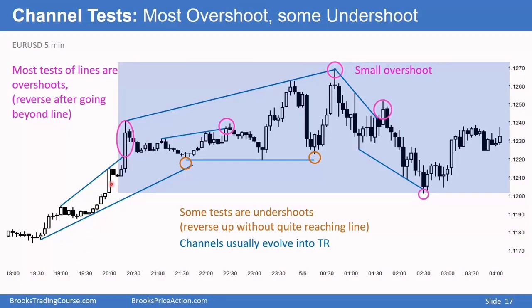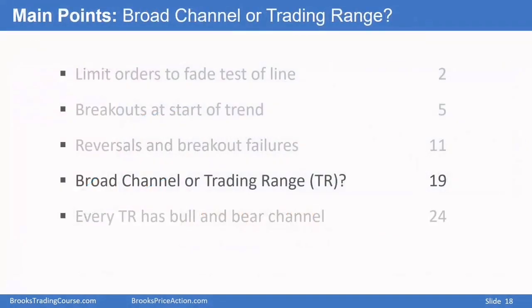Market cycle. You get a strong bull trend, and then a channel and a weaker bull trend. We're getting higher lows and higher highs, so it's a channel. And you'd expect a downside breakout and the evolution into a trading range, which is what we got. That's what usually happens. It's easy to confuse broad channels and trading ranges because broad channels often spend a lot of time going sideways.